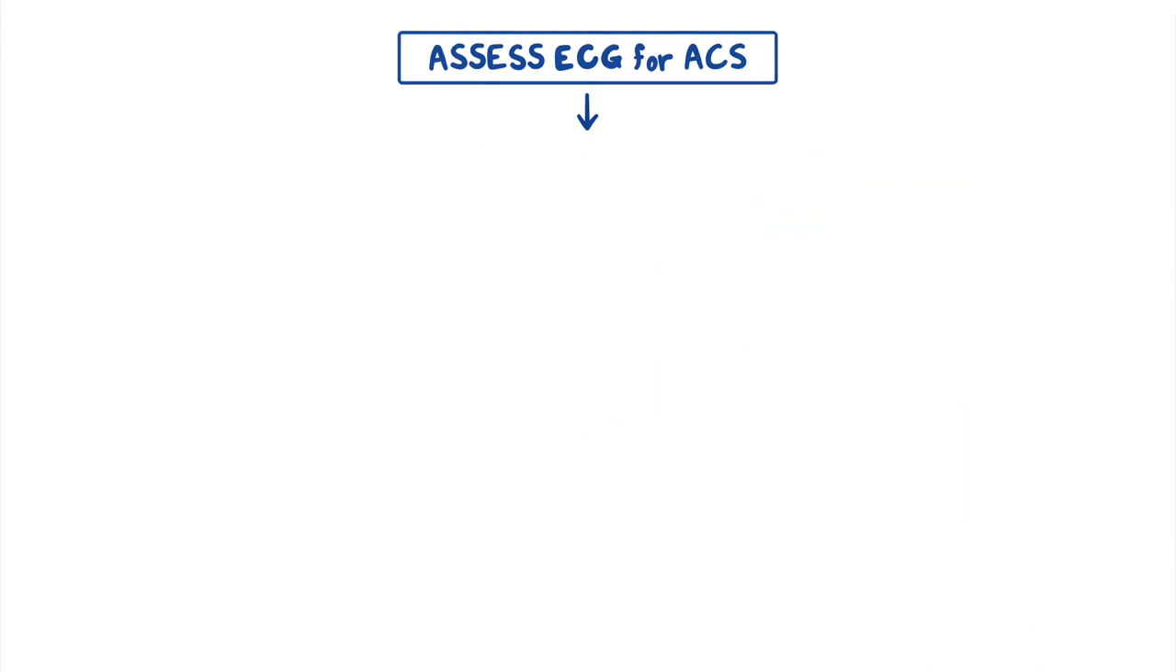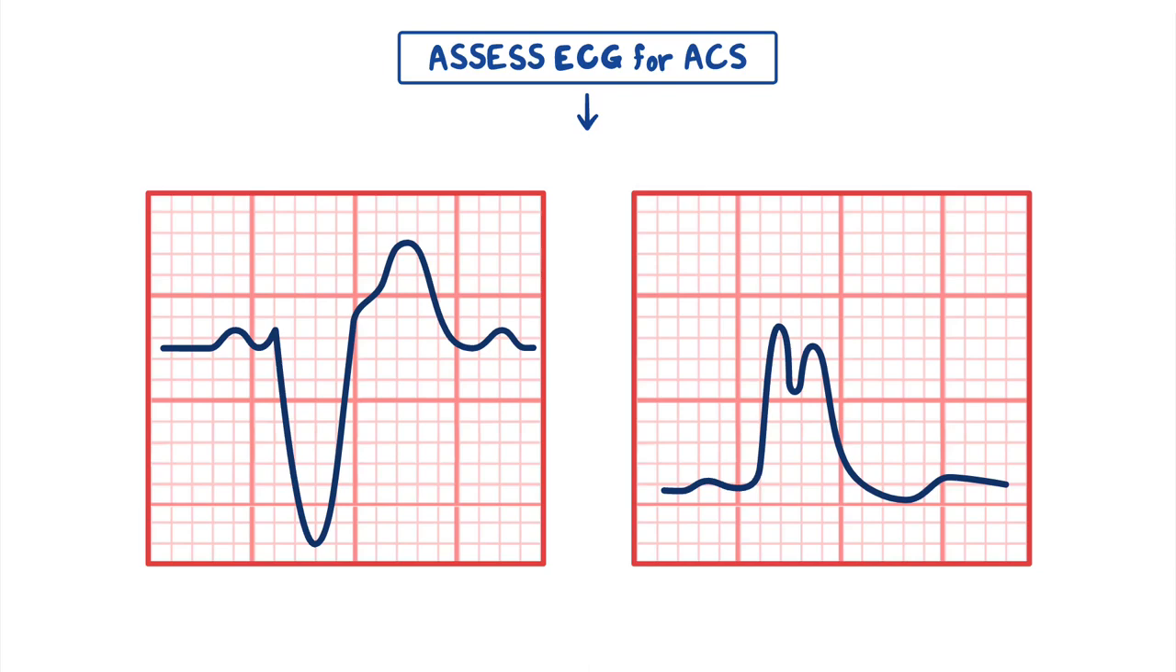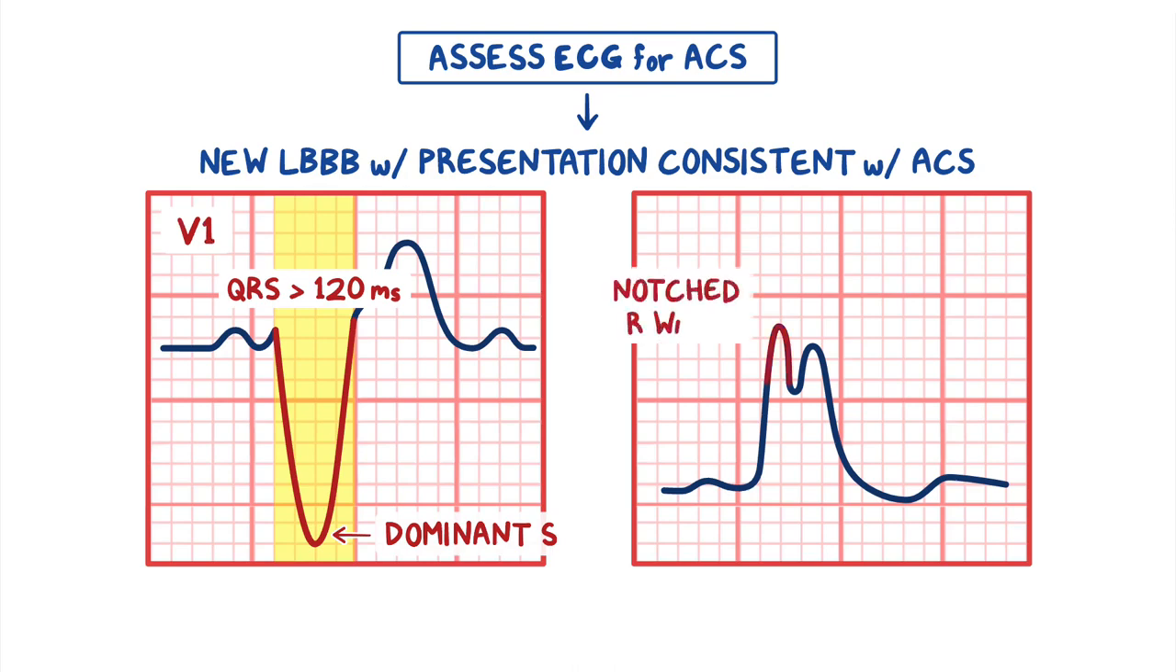However, a left bundle branch block, or LBBB, can mask ST elevation, so the diagnosis can also be made if there's a new LBBB with presentation consistent with ACS. LBBB typically presents as QRS longer than 120 milliseconds, a dominant S wave in V1, and broad-notched R waves and absent Q waves in the lateral leads, like V6.